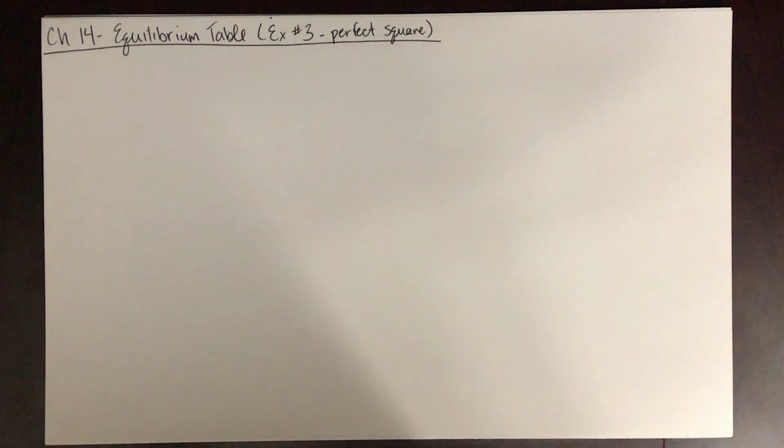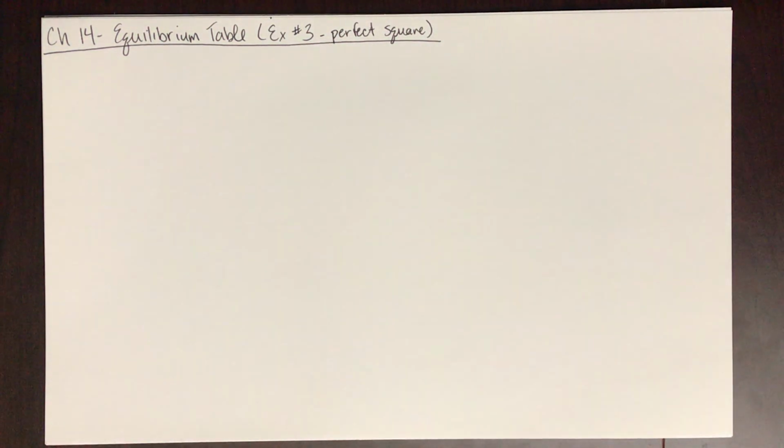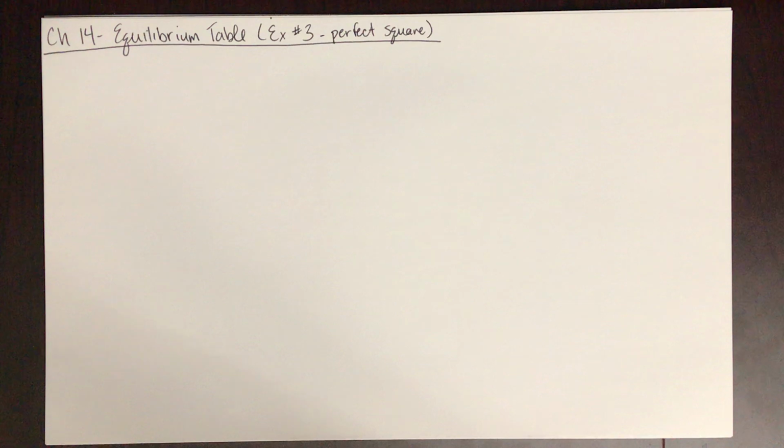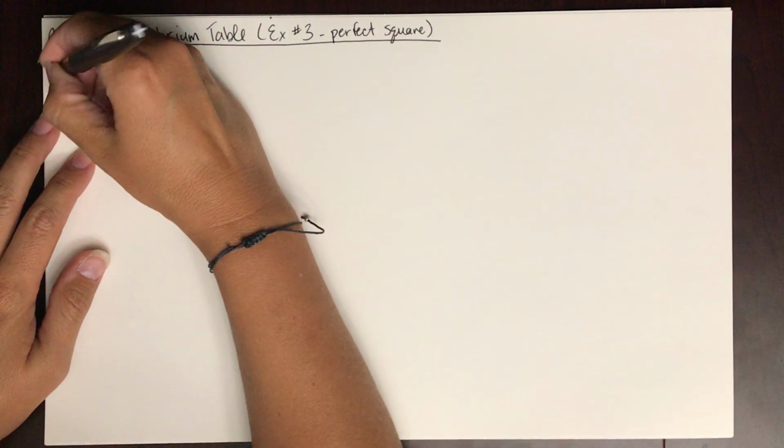Okay, so let's look at another example using an equilibrium table. This one I'm going to call a perfect square, and we'll see why in a minute. So here's an example. It says hydrogen iodide decomposes to hydrogen gas and iodine gas.